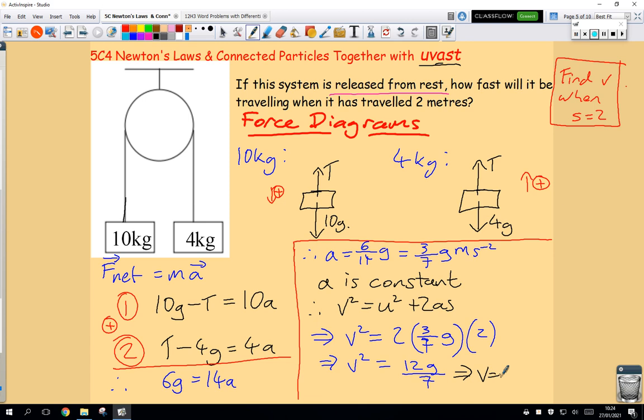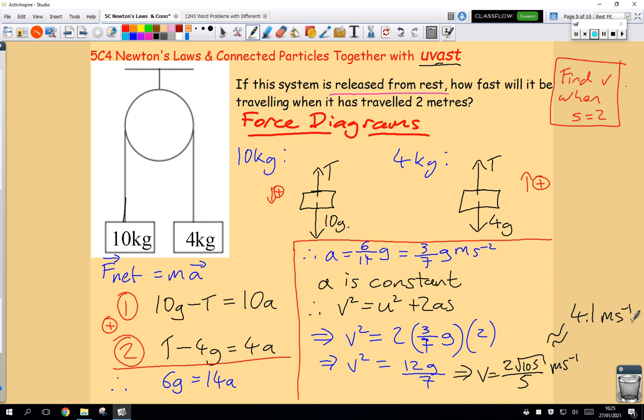So I'm getting 2 root 105 over 5, and that's meters per second. If I wanted to approximate that, I'm going to put my approximately equal sign pointing up here, just to preserve space. That's about 4.1 meters per second.